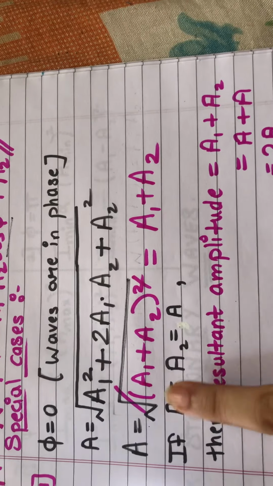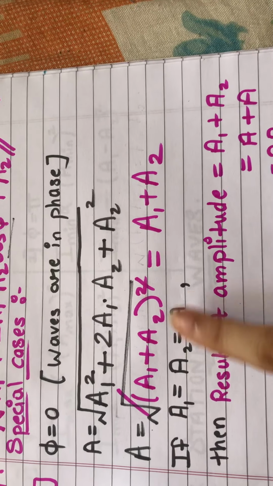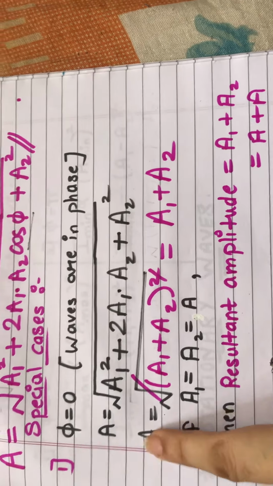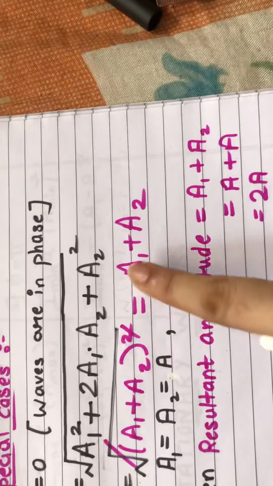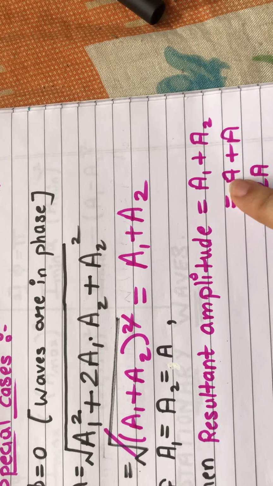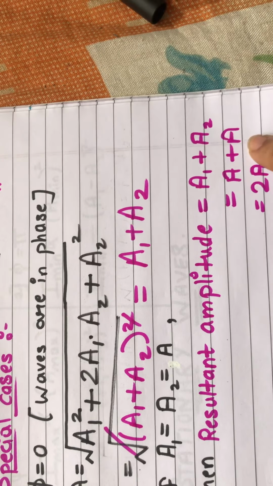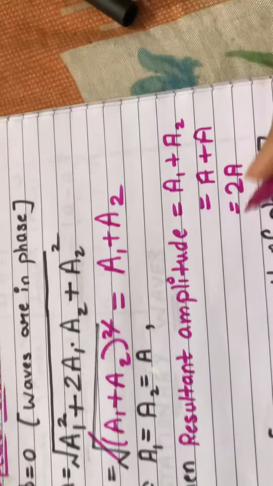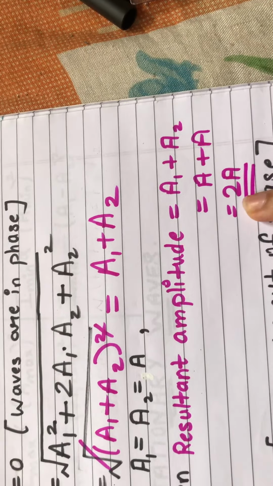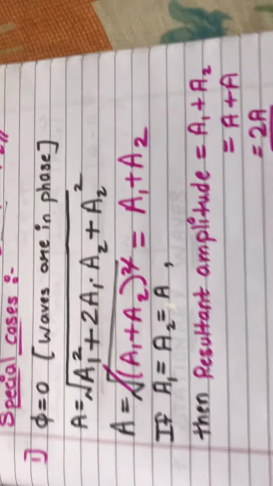Now if a1 is equal to a2 and both of them are equal to a, what will happen to the resultant amplitude? Let's substitute a in place of a1, and in place of a2 I'll substitute a. So a plus a gives me 2a. So the resultant amplitude will become 2a if this is the condition.